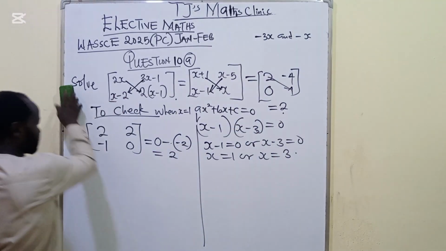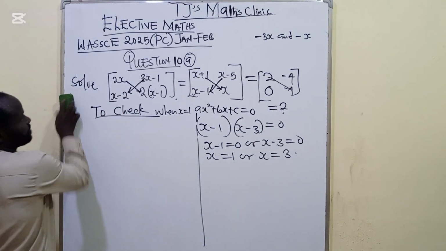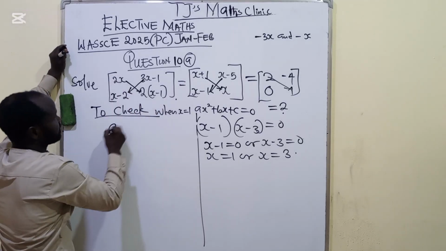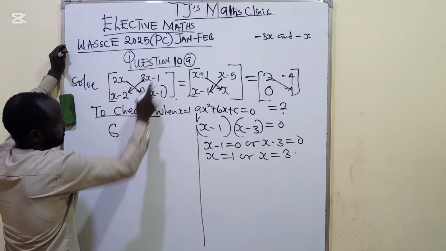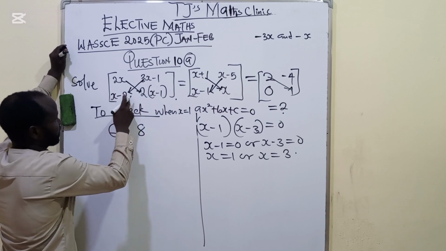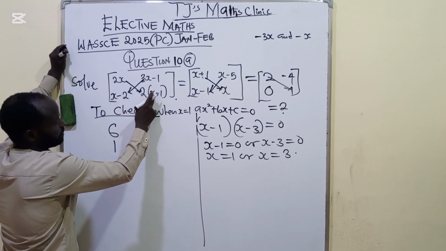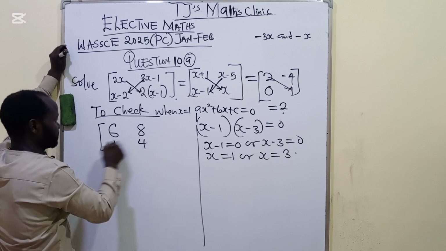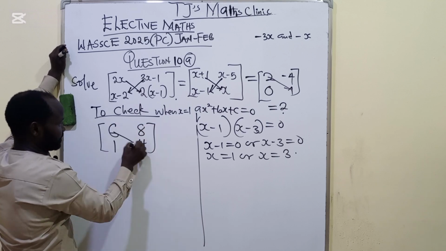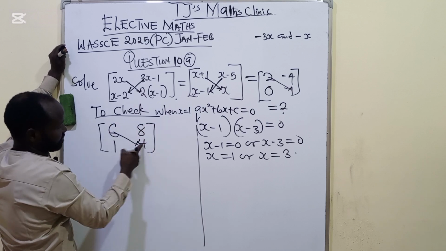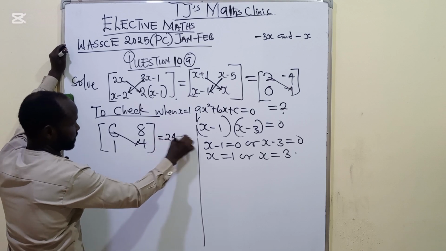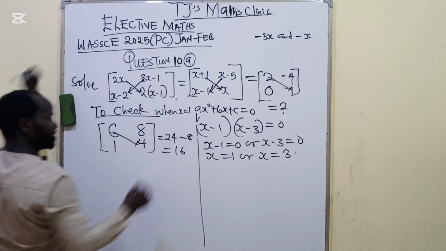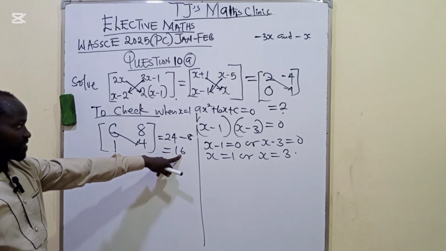Let's check for when x is 3. Okay, let's substitute now. That's 3 times 2, which is 6. This is 3 times 3, 9 minus 1, which is 8. 3 minus 2, that's 1. 3 minus 1, that's 2 times 2, that's 4. So let's find the determinant. Leading diagonal, that's 6 times 4, which is 24. Minus 1 times 8, which is 8. That's 16. On the left, we have 16 as the determinant.